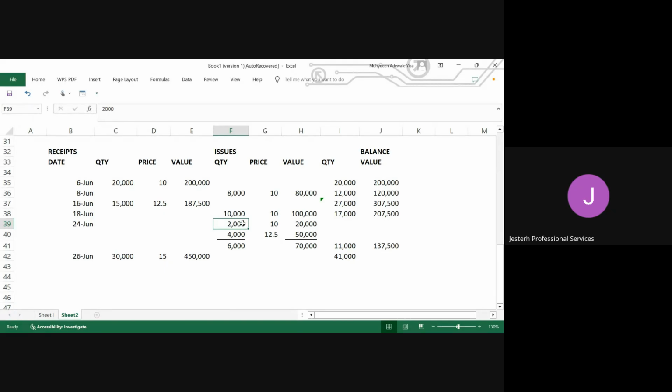So that is the reason why I have to put 2,000 here to exhaust the old one. Then we now pick 4,000 from the 15,000, which is the new one. So I believe you get it, I don't want to waste much of the time.